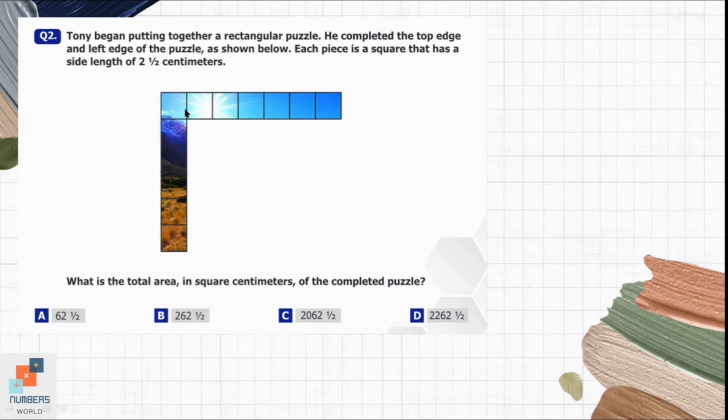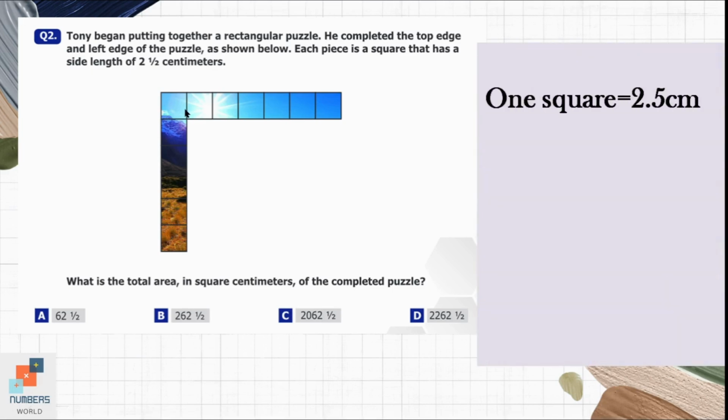So we know that each square is of 2.5 centimeters. There are 6 squares at the left edge, so our length is equal to 6. And 7 squares are at the top edge, so our width is equal to 7. Now we will find out the area by using the formula. Area is equal to length multiplied by width.